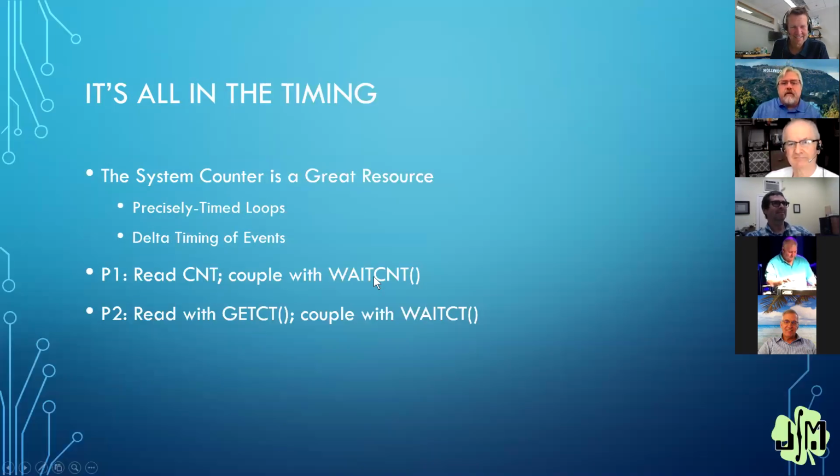Okay, and then remember, I did talk about syntax. The register is called count in the Propeller 1, and we use wait count. In the P2, there's a function called getCT and waitCT. They do the same things. The reason for this is there's not more than one counter, right, Chip? But there are ways to work with different values.